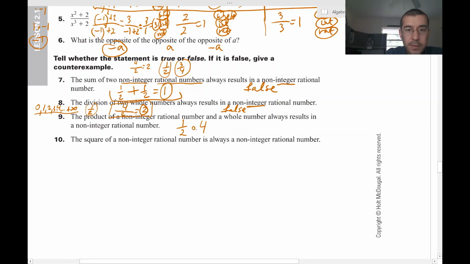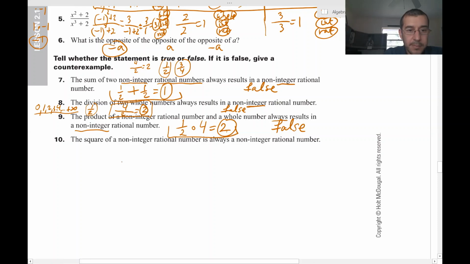Well, 1/2 times 4, that's 1 times 4 is 4, divided by 2 is 2. So this is 2, and this is an integer. So this is false, false again. Because it says always results in a non-integer, but this is an integer. So this is the counterexample. This is false, okay?